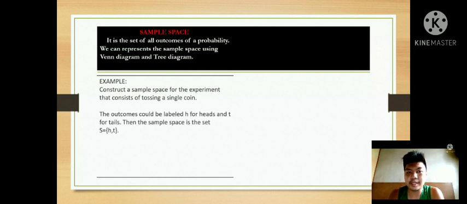First, sample space. It is a set of all outcomes of a probability experiment. We can represent a sample space using a Venn diagram and a tree diagram. Example, construct a sample space for an experiment that consists of tossing a single coin. The outcomes could be labeled H for heads and T for tails. Then the sample space is the set S equals H and T, or heads and tails.